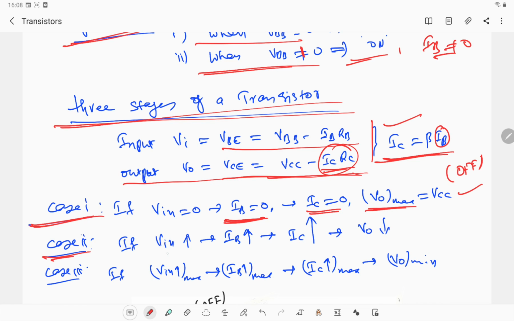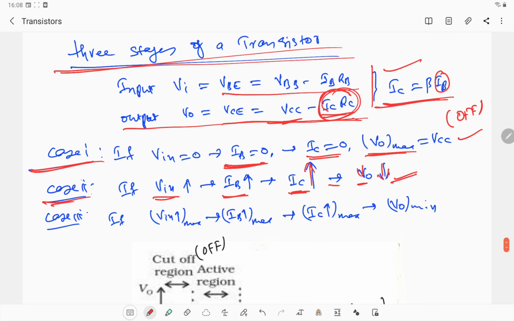Next, case 2. As input potential increases, input current also increases, and output current IC is equal to beta into IB, therefore there is a large increase in current, but the output potential decreases. Why? Because a large quantity is being subtracted from VCC, therefore output potential decreases. Case 3, if V input increases up to a maximum value, IB also increases up to a maximum value, IC also increases up to a maximum value. In that case, there is maximum decrement, therefore output potential is minimum.